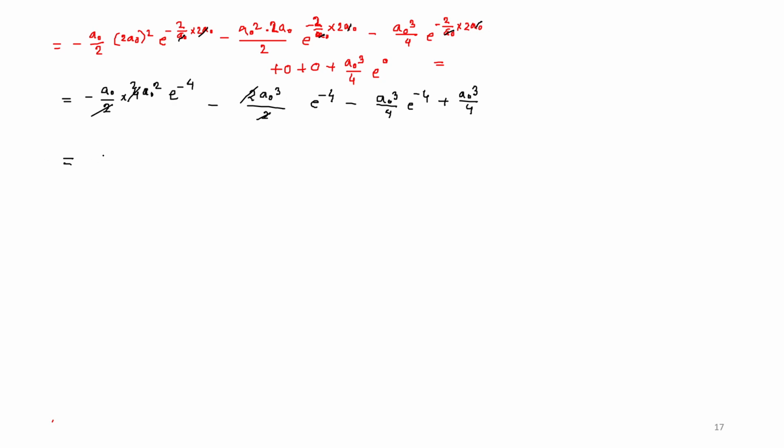So first is 2 A naught cube minus 2 A naught cube. So I place A naught to the power minus 4 here, and this is only the term with the A naught cube term will not be there, e to the power minus 4. Then we have a naught cube again from here, and we have a naught cube by 4 in.